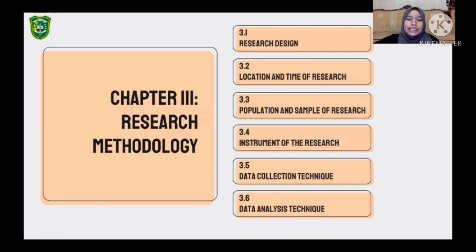All right, next, 3.5. Data collection technique. The result of the questionnaire is classified into groups. Next, the researchers might interview by using Google Meet or Zoom meeting. And last, the data analysis technique. The data analysis technique is the process of gathering, modeling, and transforming data with useful information suggesting conclusion and supporting decision making.